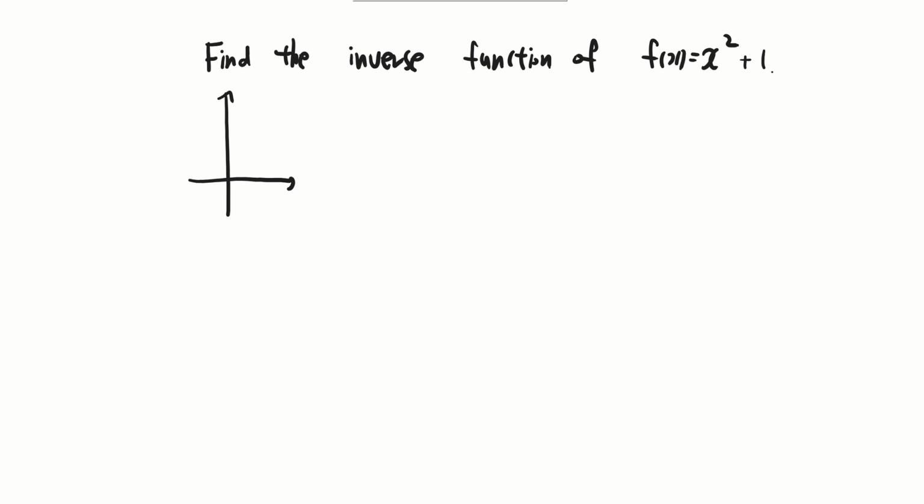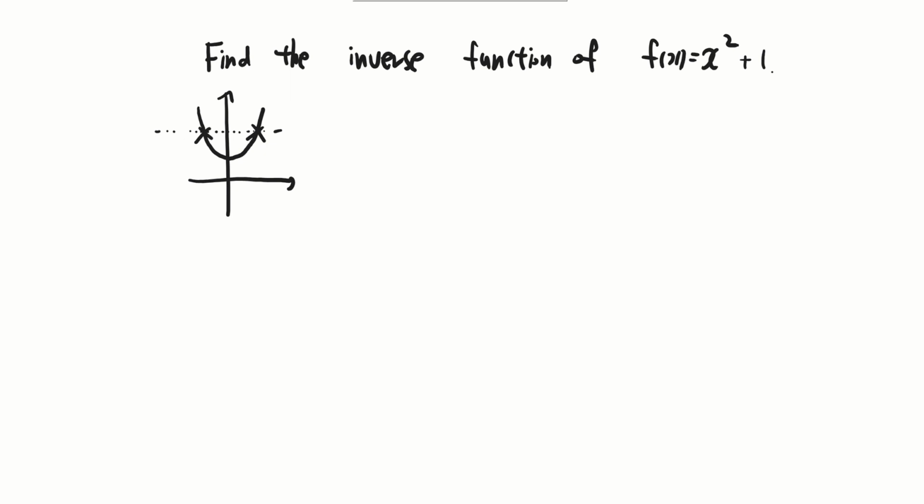So let me sketch f of x is equal to x squared plus 1 on its domain, which is all reals. So this is the graph of y is equal to f of x equal to x squared plus 1. If you do the horizontal line test, for example, with this horizontal line, it intersects the curve at 2 points, so it is not invertible. Let me say it this way: it is not one-to-one, therefore it is not invertible.